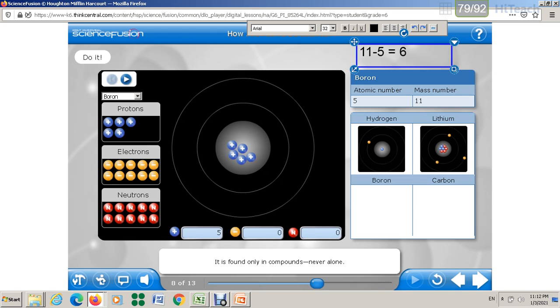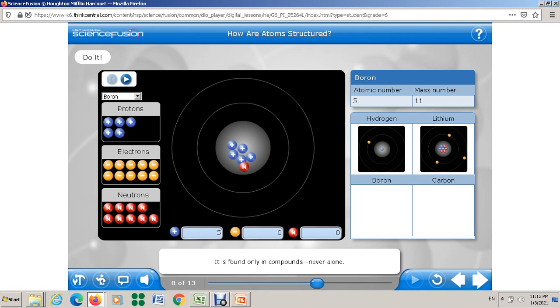Here, 6. Let's make sure. Neutrons: 1, 2, 3, 4, 5, 6. What about the number of electrons? They should be equal to the number of protons. They should be 5. 1, 2, 3, 4, 5. Okay, they should be 5. Let's see if it's correct. That's it. This is the structure of the boron atom.